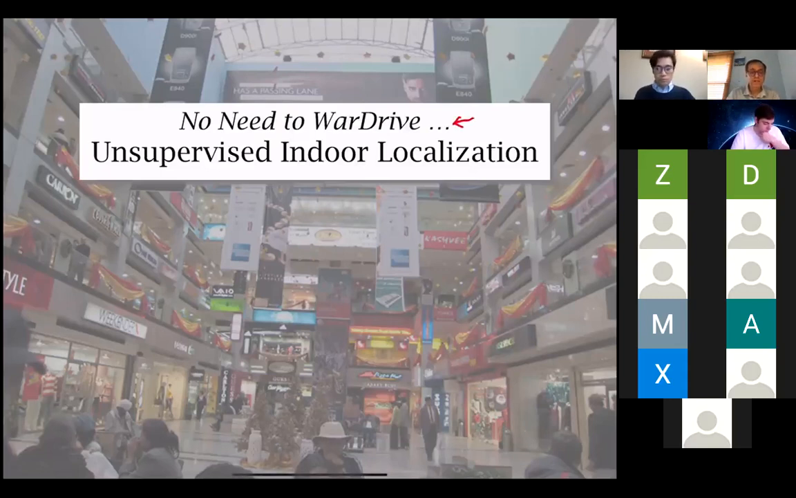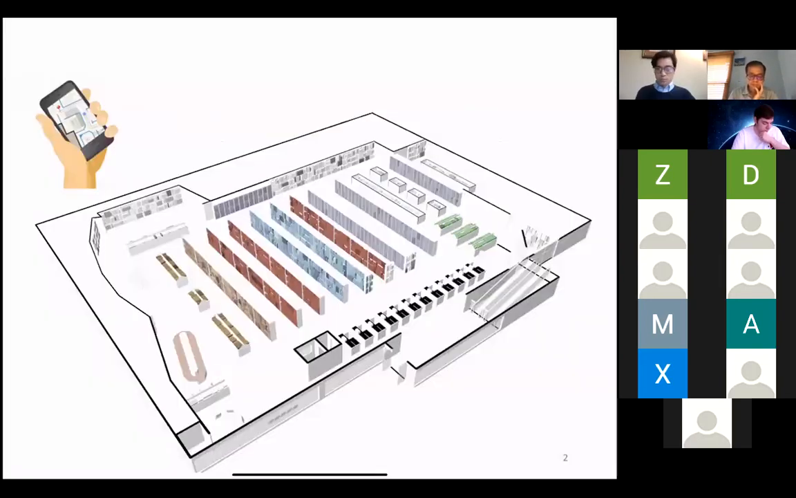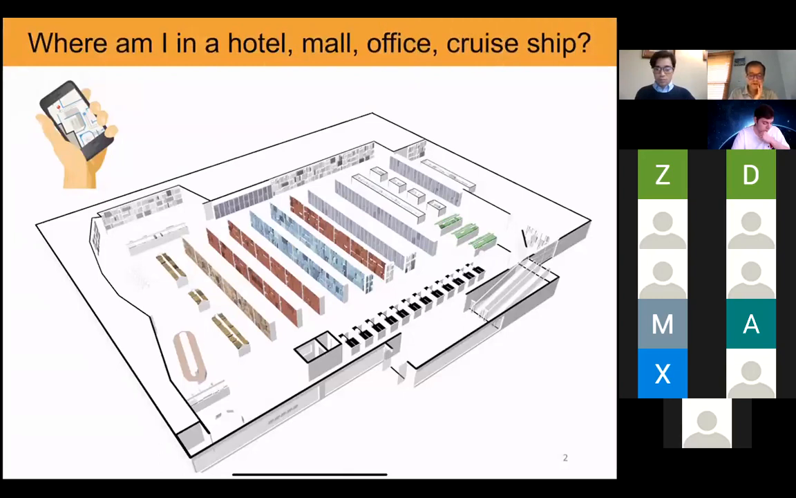No need to war drive. War driving means no need to train, no need to calibrate like we did in Wi-Fi, right? And this is called unsupervised indoor localization. Okay, so let's look at the localization problem quickly.